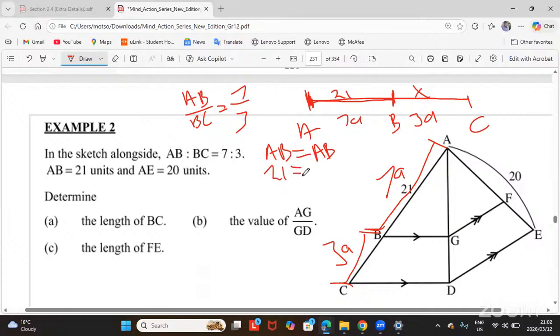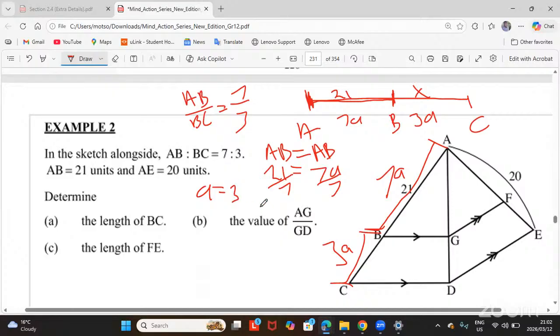Perfect. Then in terms of the ratio, what is AB? It is 7A. Perfect. We solve for the value of A here. We divide by 7, divide by 7. What is the value of A? The value of A is going to be 3.